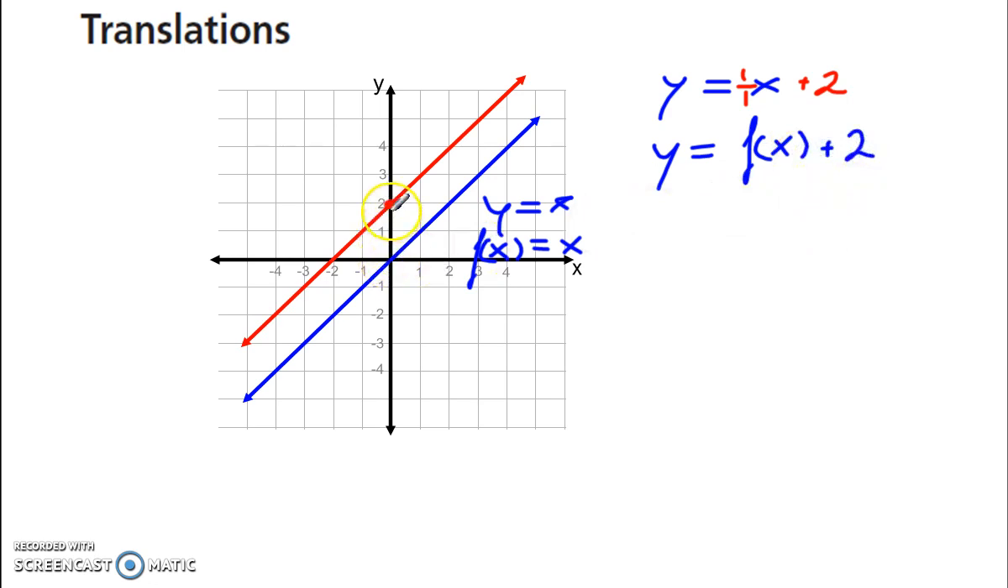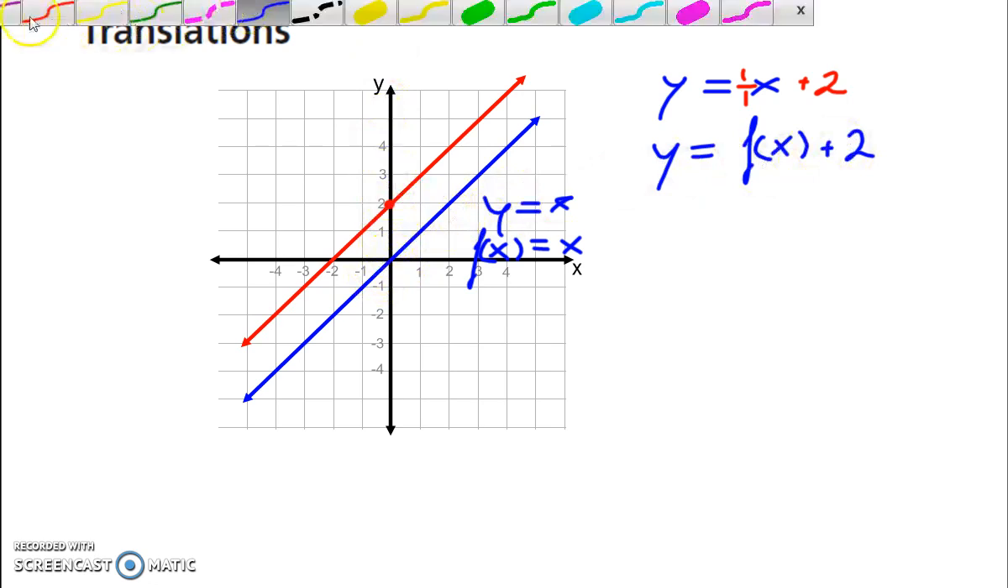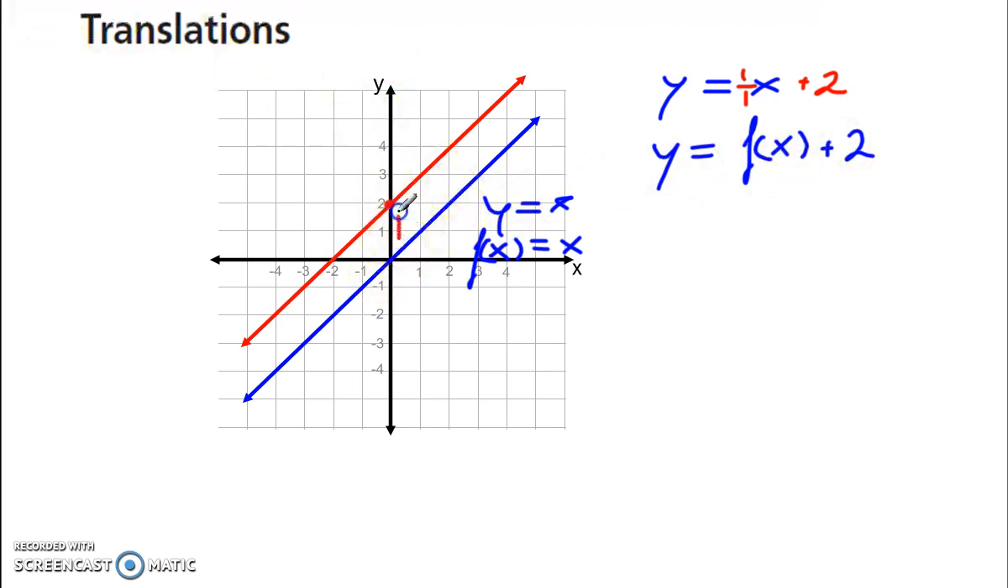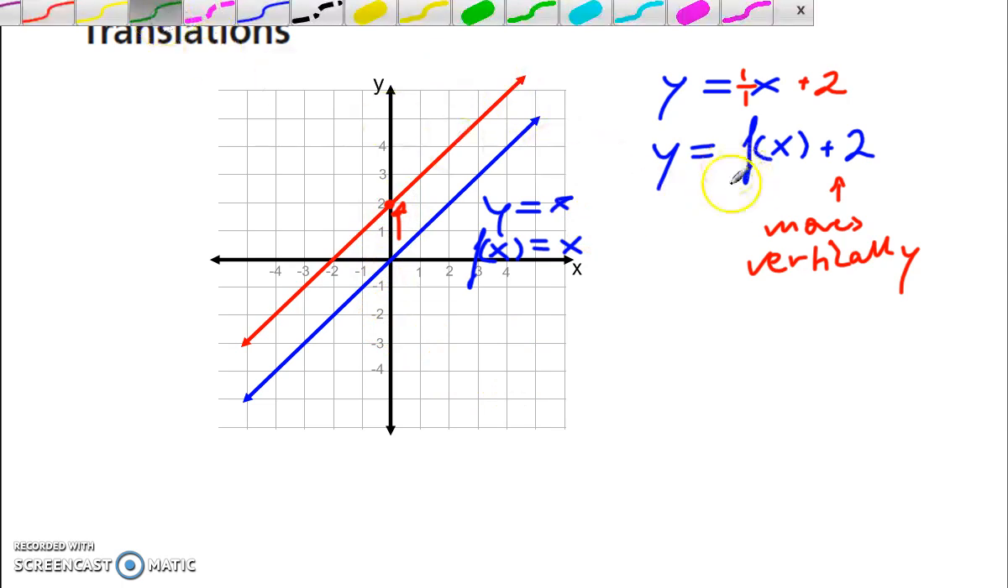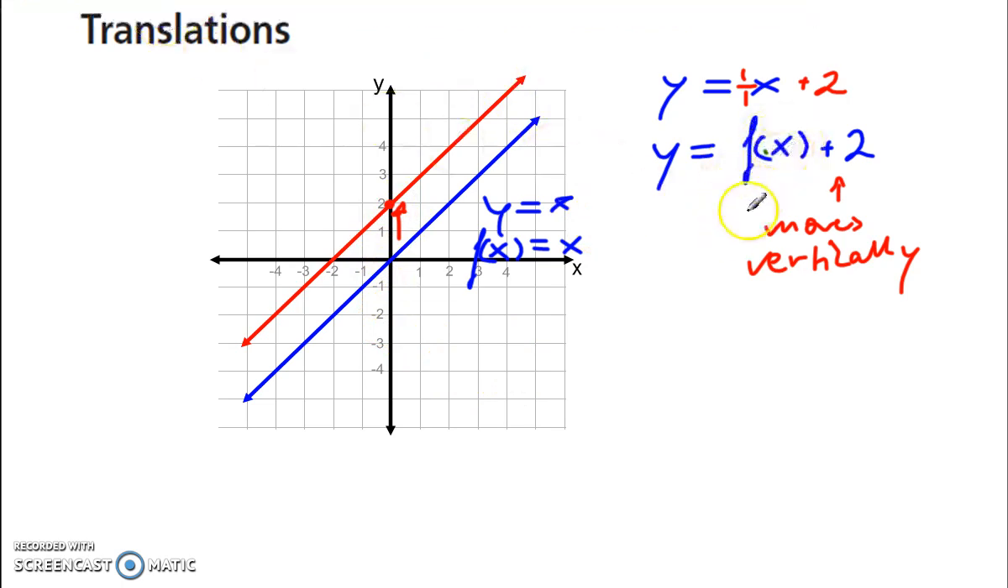Notice what happened? We increased the y-intercept and it moved up 2 places. So if we add to the function, then it moves vertically. It moved up. If I was to subtract 2, it would move down. All right, now let's have a look and see what happens if I do something to the x.